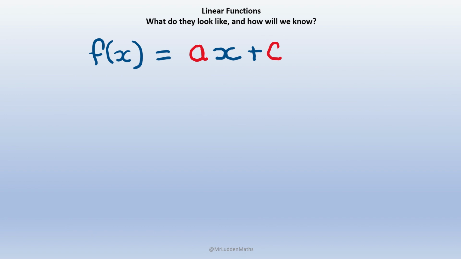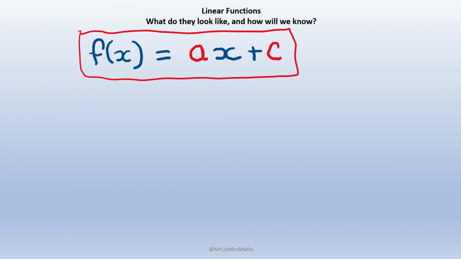In a functions question, you may be given a function that looks something like this. This is the general form of the function. So f(x) is equal to ax plus c, where a and c are going to be numbers. The a and the c here can tell us pieces of information from our graph. So even without graphing my graph, I can tell what this is going to look like.